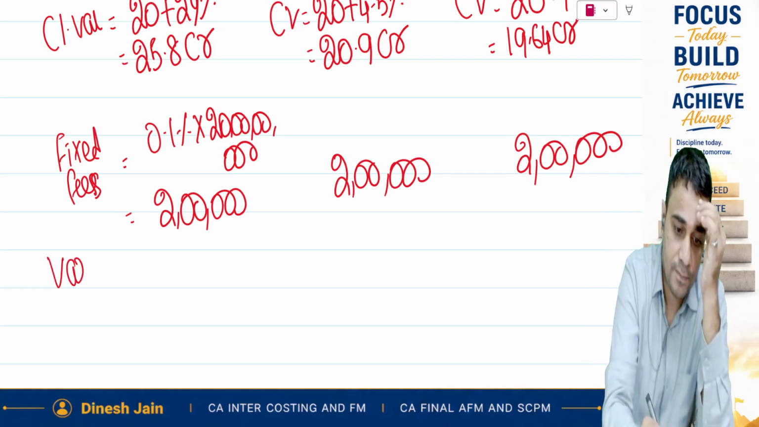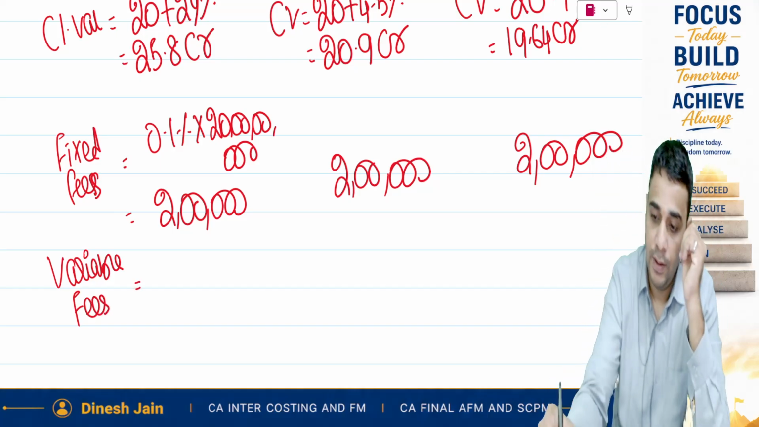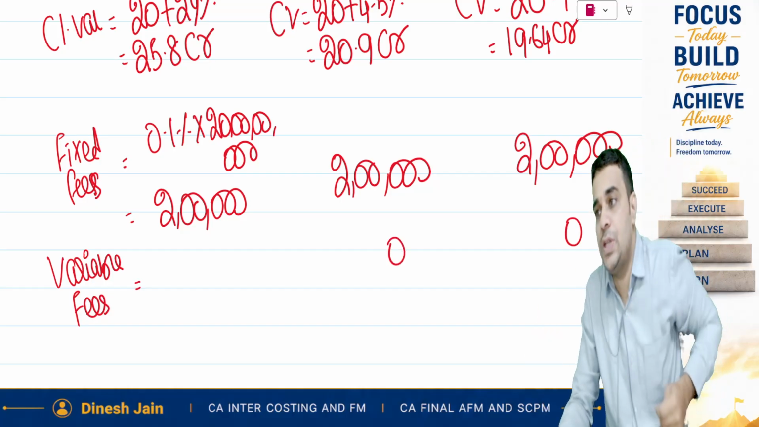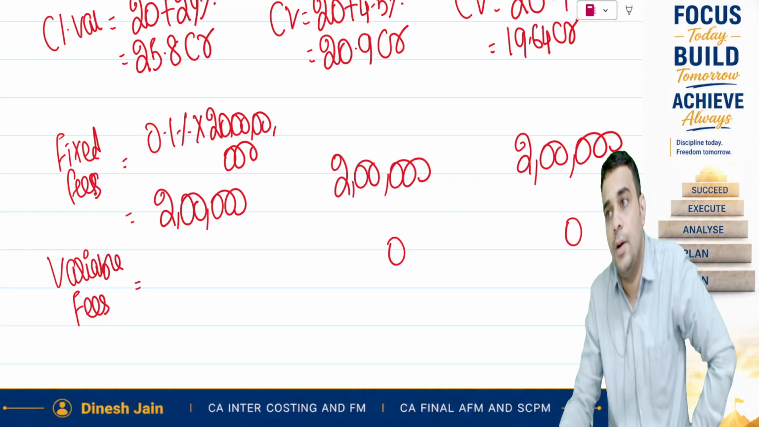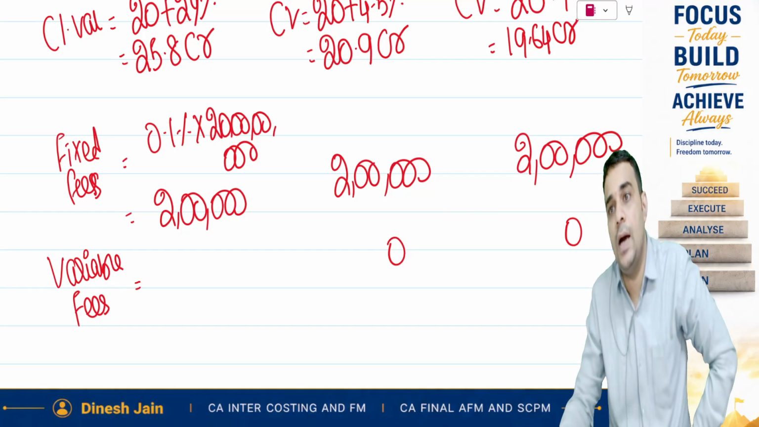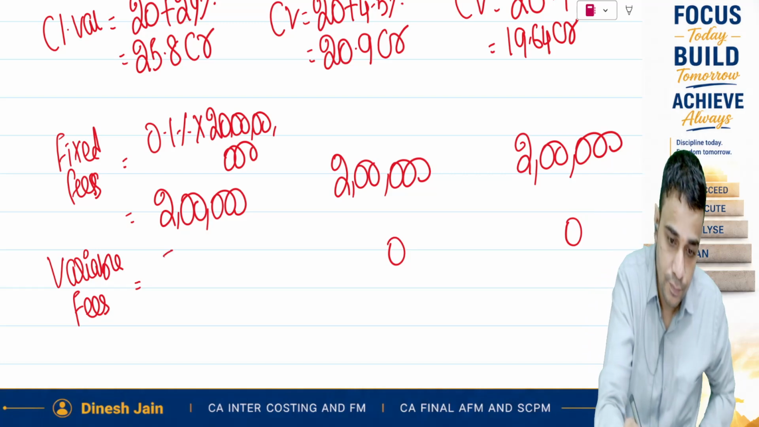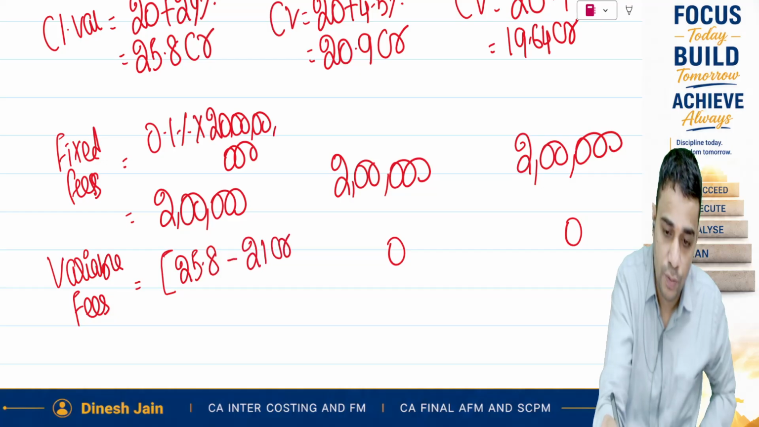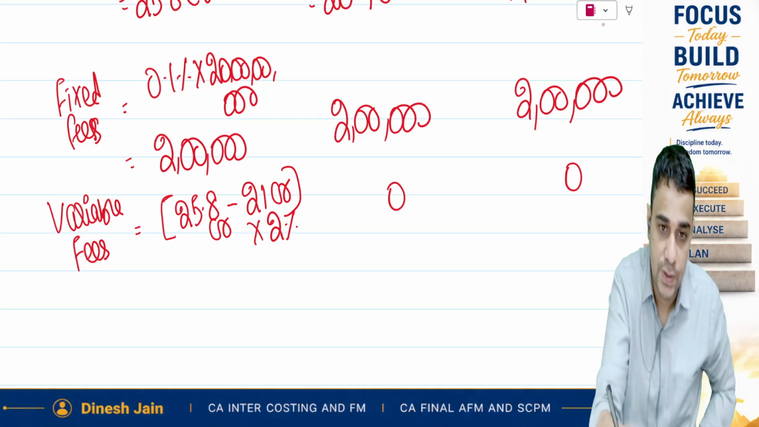Variable fees. 0, 0. We are not even touching the 21 CR limit. There can't be a variable incentive. For the other one, 25.8 minus 21 crore, into 2%. This is, I think, 9 lakh.